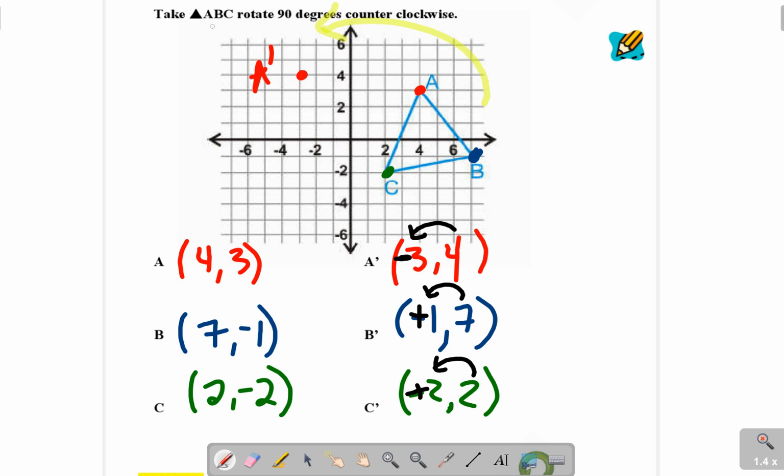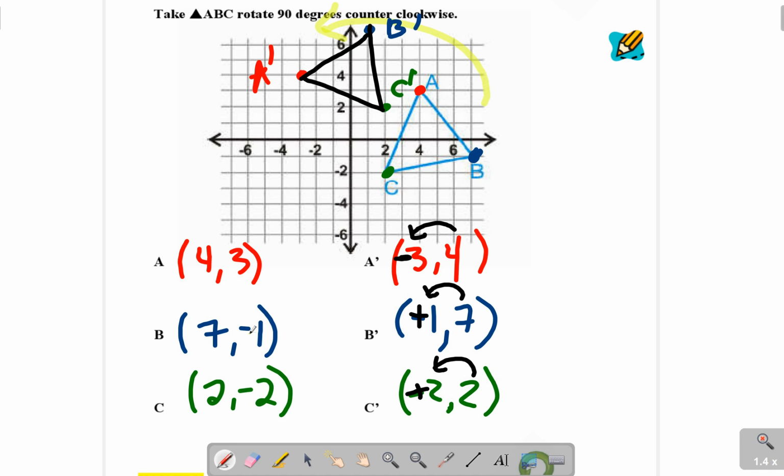That's A prime. It's B prime. A little off the graph, that's okay. C prime. Again, this is kind of hard to see if it worked or not, so we're going to choose any 2 sets of points.